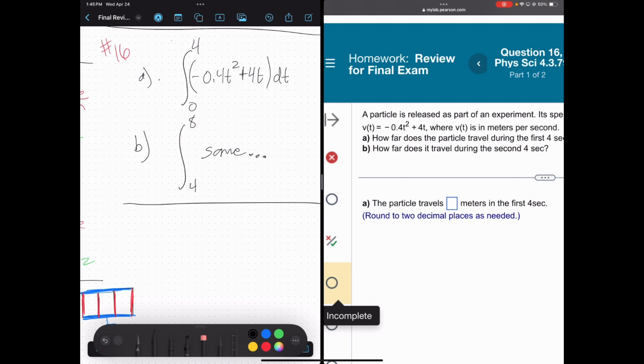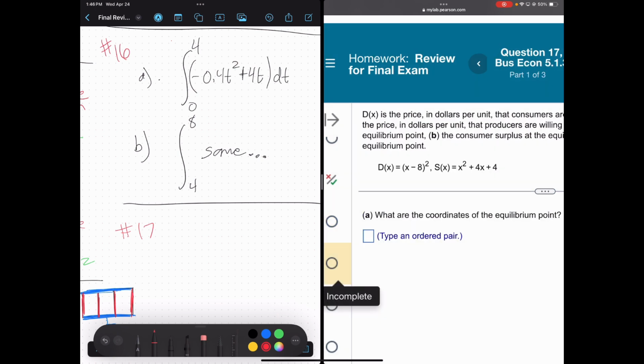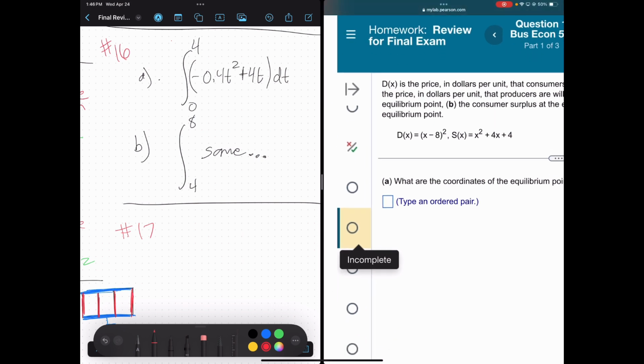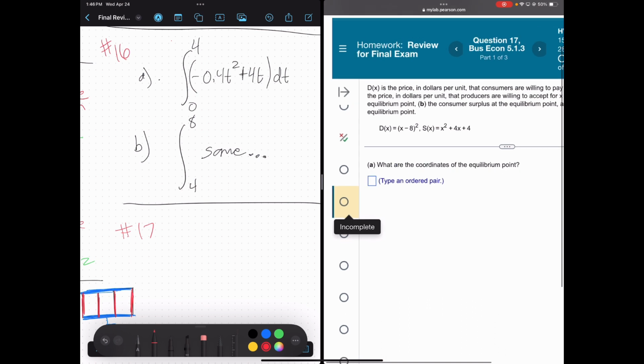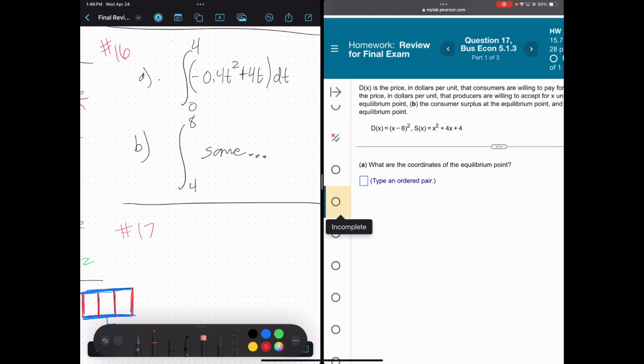Moving on. Number 17. You'll notice with this review, there's only one chapter 4 problem. And now we're on to chapter 5. So, interesting. How convenient, since chapter 4 was the test that we really struggled on. Okay, chapter 5. So this is 5.1.